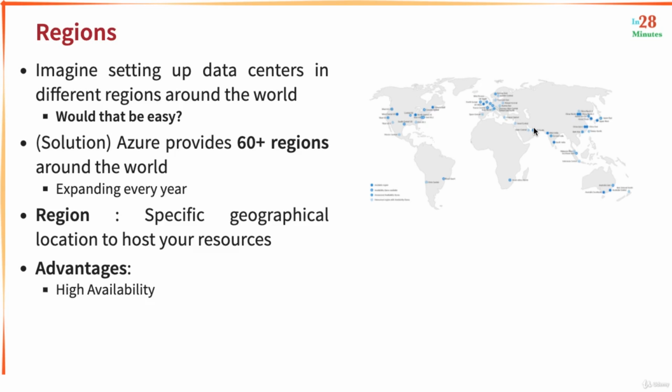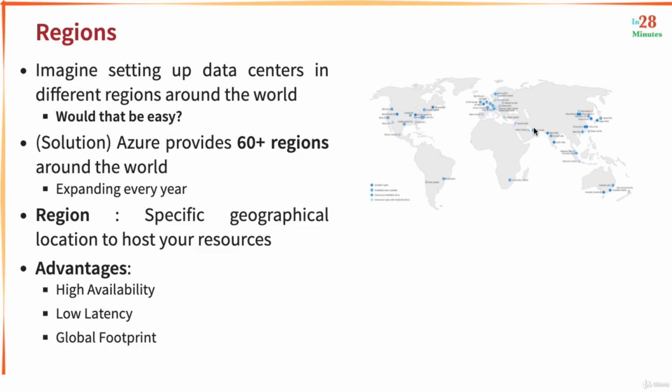The important advantage of having multiple regions around the world is high availability. If you deploy your application to multiple regions around the world, even if one of the regions is down, you can serve the application from the other regions. Number 2 is low latency. You can serve users from the nearest region to them, and therefore they get low latency.